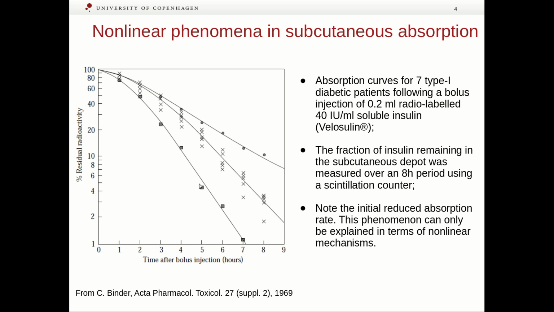The different crosses and points here show the 7 individual patients, but this is not the interesting part. The interesting part is that the absorption curve is not linear. It's not a straight line in this plot where we have the percentage of remaining insulin as a function of time, up to about 8 hours or something like that.